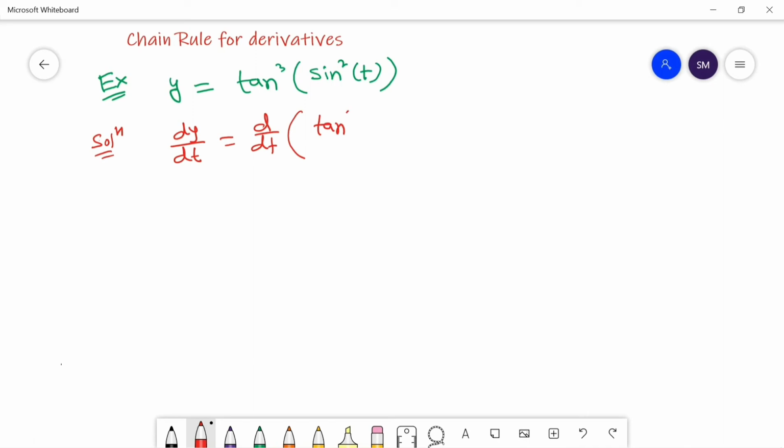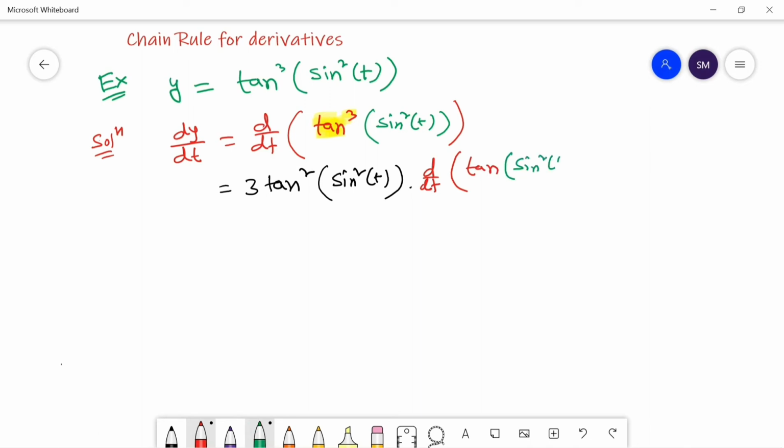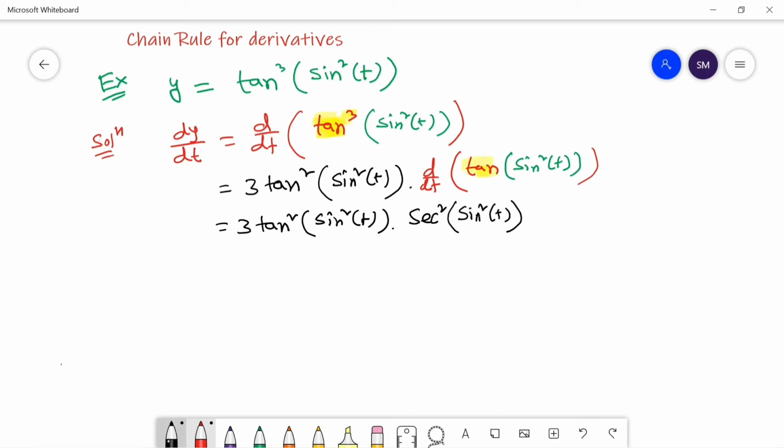Our next problem is to find the derivative of tan to the power 3 of sine squared t. To find that we have to apply the chain rule many times. First we apply the power rule. The power of tan is 3 here, and the derivative of tan to the power 3 will be 3 tan squared of sine squared t, and then the derivative of tan of sine squared t. The derivative of tan is secant squared, so we have 3 tan squared sine squared t, secant squared sine squared t.